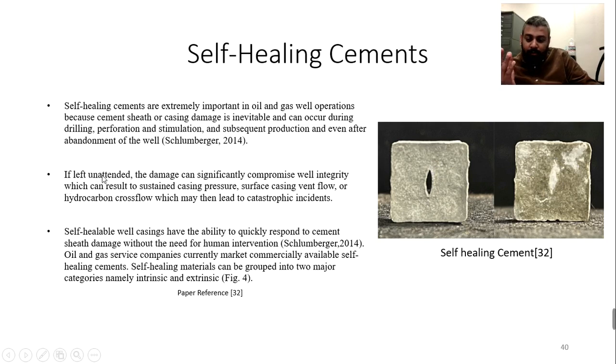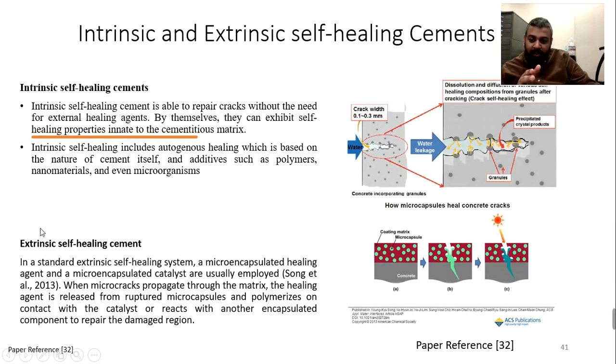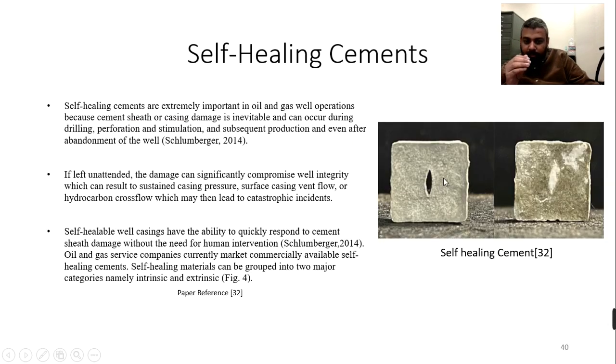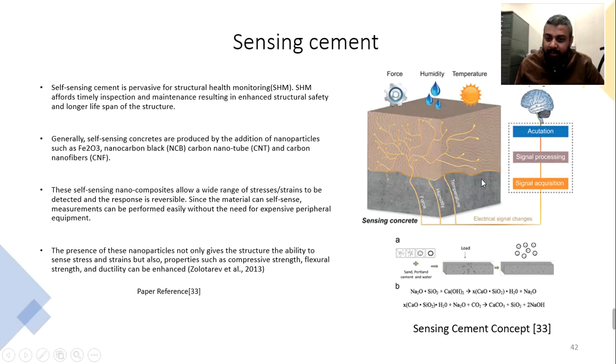So there are two kinds of healing, intrinsic and extrinsic. Intrinsic means it just does it on its own. Extrinsic means you give heat or temperature or something, so then it fills up those cracks and so on. So this is what we are looking for in future cements. If we have this kind of issue, it can heal itself.